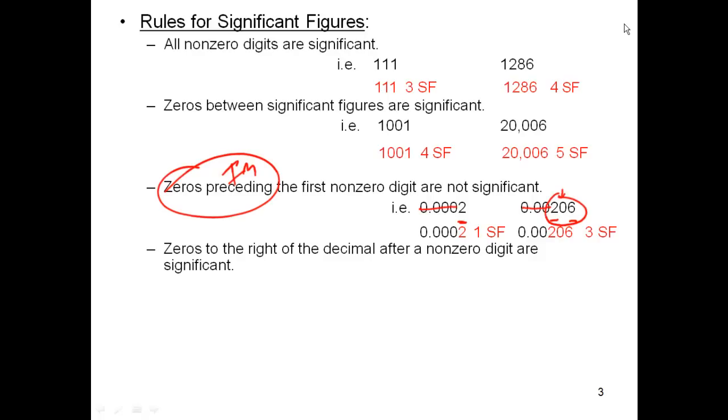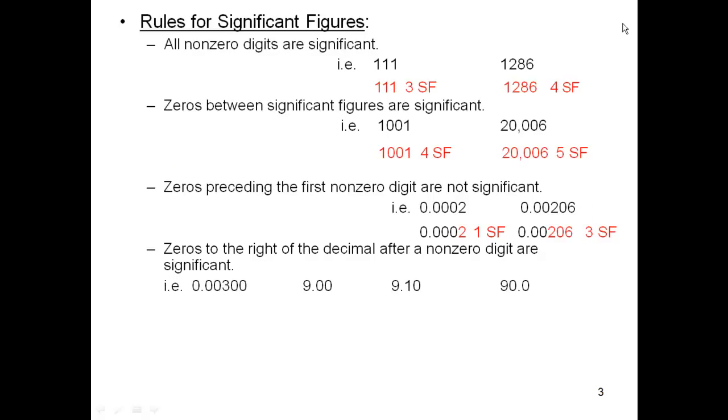Zeros to the right of a decimal after a non-zero digit are significant. So if the zeros are to the right of the decimal and they follow a non-zero digit, either before or after the decimal, then they're also significant. Here are some examples.